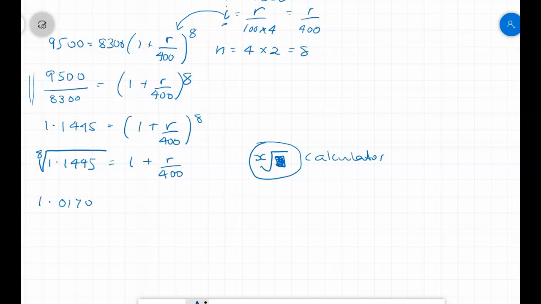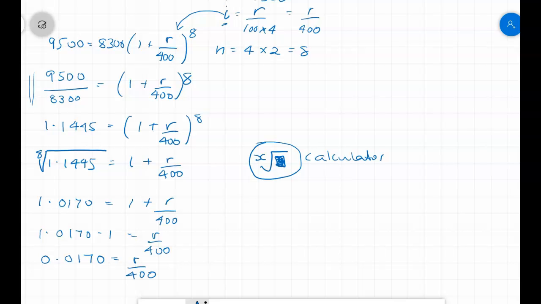When you've managed to wrangle that on your calculator, the 8th root of 1.1445 is equal to 1.0170, which is equal to 1 plus R on 400. So no panicking. Now we're going to take away the 1 from both sides. So 1.0170 minus 1 is equal to R on 400. That's pretty easy. So that's equal to 0.0170, which is equal to R on 400.